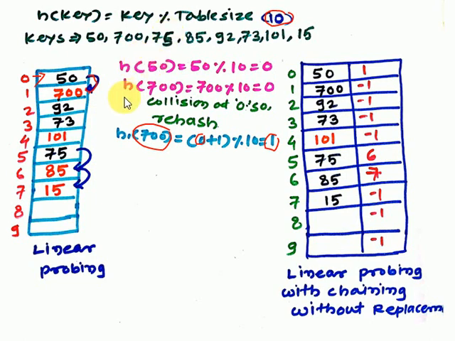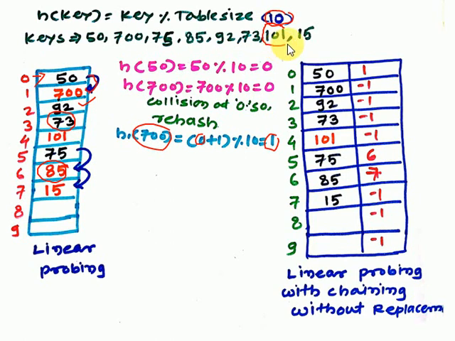Next is 75. So 75 mod 10 is 5, so at the fifth location we are storing 75. Next is 85. So 85 mod 10 is again 5, but at 5 there is already data, so I'll find the next location. 5 plus 1 mod 10, 6 mod 10 is 6. So at the 6th location we are storing 85. Next is 92. 92 mod 10 is 2, so at the second location we are storing 92. Next 73. 73 mod 10 is 3, so at the third index we are storing 73.